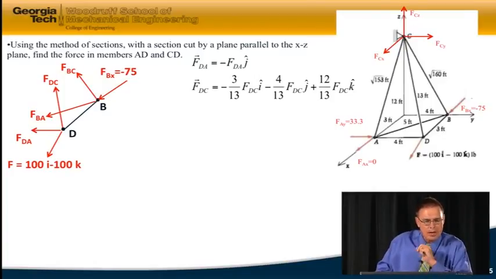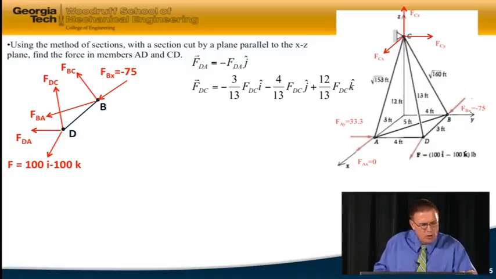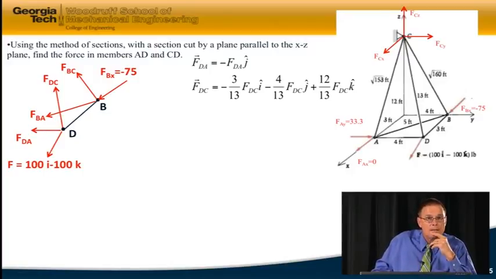Okay, well, what you should have said was, I'm going to have to apply an equation of equilibrium to this section that needs to be in equilibrium. And my next question to you is, which equation of equilibrium might you use to find FDC and FDA?